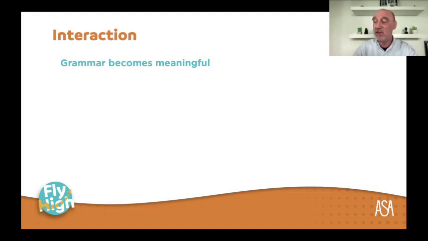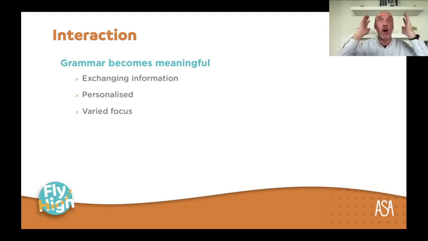As you're doing your interactive exercises in class, of course, this is where grammar really becomes meaningful. This is an essential stage so that students realize why they're studying these verb forms and negatives and auxiliaries and prepositions and whatever it might be, because they can use it to do meaningful and interactive stuff. Exchanging information, learning about each other, making it personalized, sharing things about themselves with their partners and friends, varying the focus, not just looking down at your book or up at the board, but also looking at each other, other people in your group.